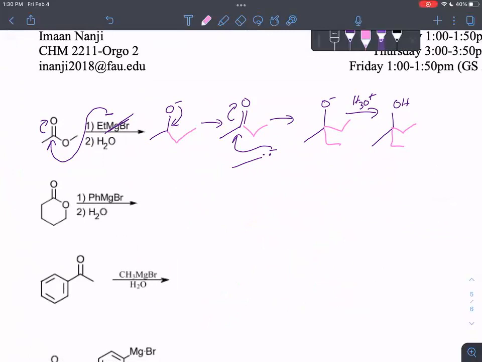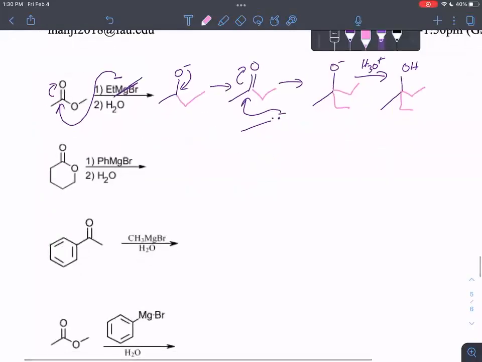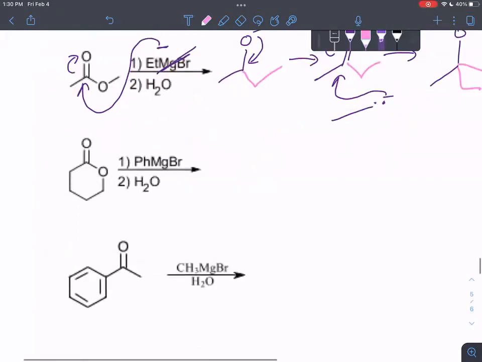Okay, so for the second one, we have the same idea. We have another ester, but it's cyclic this time. And we also have this really annoying nucleophile. We have a phenyl magnesium bromide, so it's just a phenyl with a negative charge on it. So what do you think the end product is going to be for this? We have an ester and we have a nucleophile. How many times do we add the phenyl? Twice. Yeah. So we can skip the mechanism and just add the phenyl twice to the carbonyl.